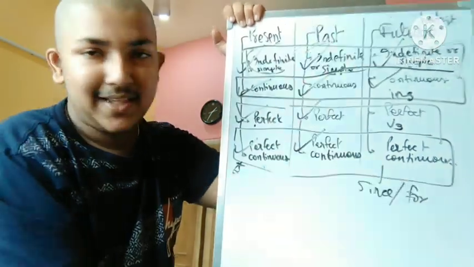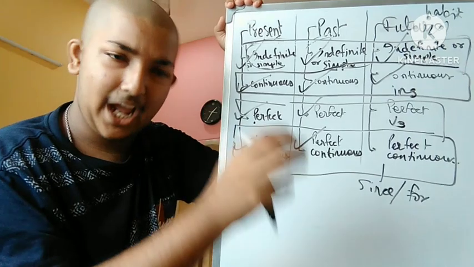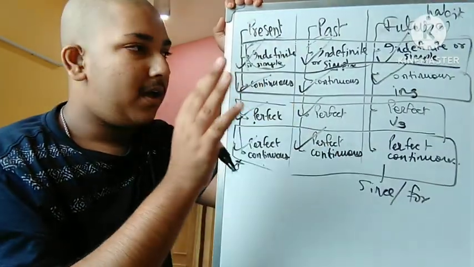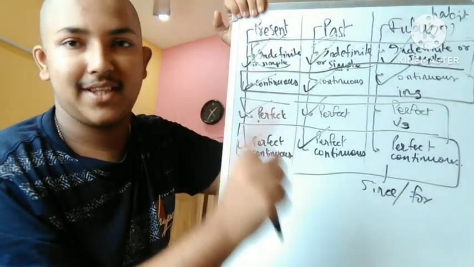Something I will be starting and I will be ending for sure. I will be starting that, I will be finishing that, but when? In future. That is known as future perfect.